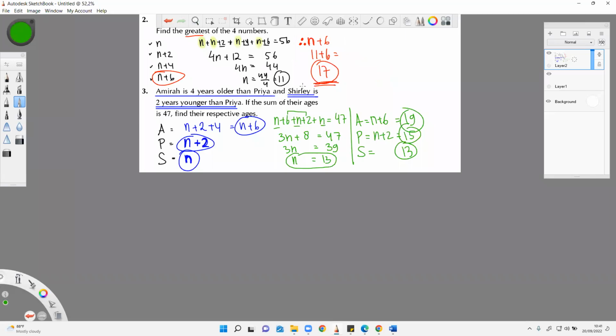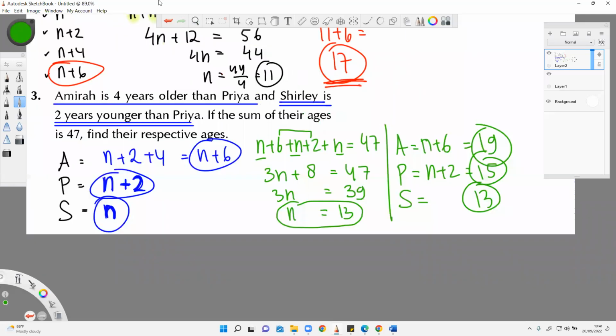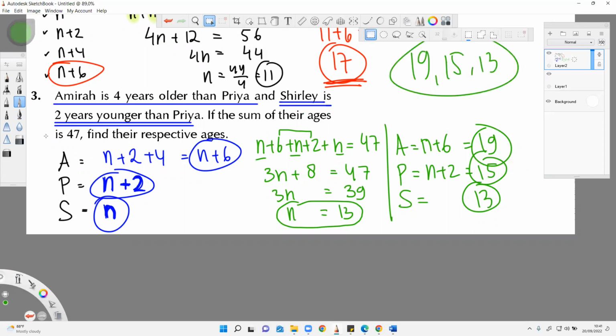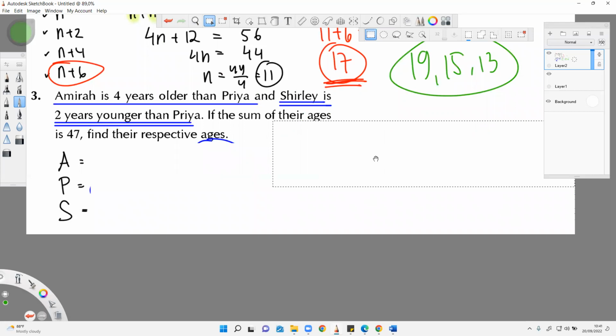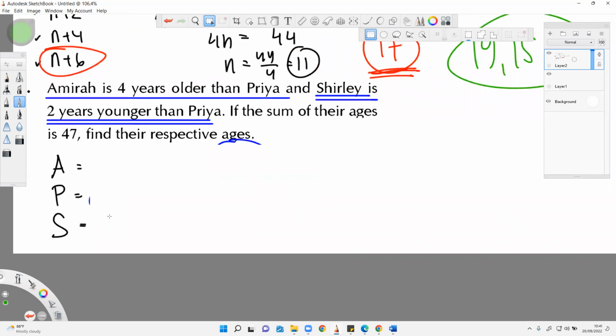Okay, I will give you the other way. Just now, Jones asked, what if I put Amira as N? Can you do that as well? Yes. Can you find the same answer as well? Yes. The answer cannot be different: 19, 15, 13. Write down 19, 15, and 13. Let's check here later. We'll try to confirm that for any kind of algebra, it will produce the same answer. That's the good thing, or the beauty of math that I can say.